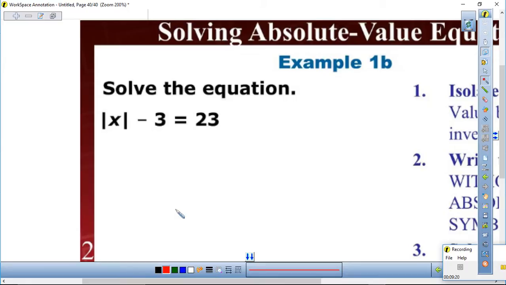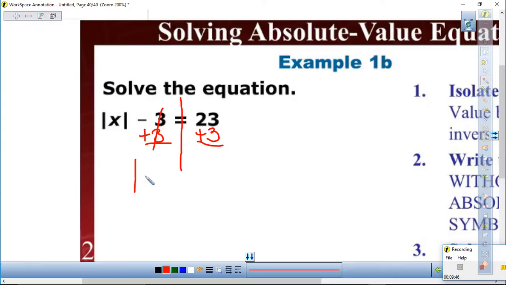Question. Before you do anything else, we have absolute value of x, and then minus 3 equals 23. Is there anything outside the absolute value on this side of the equation? Yes. What is outside? Minus 3. So I'm going to draw a line down, and I need to isolate the absolute value, so I need to get rid of the negative 3. Therefore, add 3, we're left with absolute value of x equals 26. And do we know what to do from there?